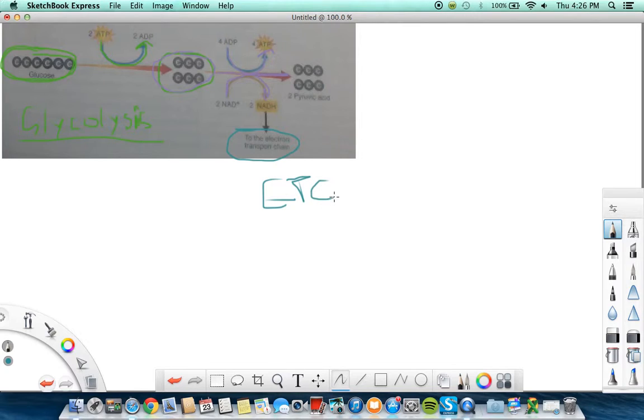That's a horrible ETC, but that's supposed to be an ETC. Ignore that line. So they go on into the electron transport chain, and the pyruvic acid goes on to the Krebs cycle, and the products of that go on to the electron transport chain, the ETC, which will make a great deal of energy. So first in cellular respiration is glycolysis, then the Krebs cycle, then the electron transport chain.